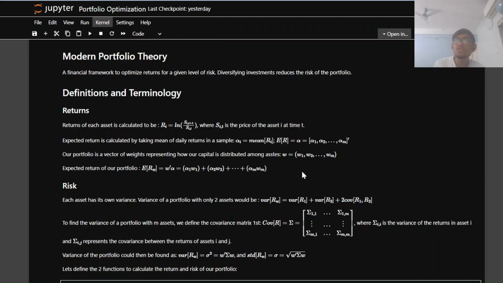The W transpose is because our W is an M times 1 vector, right? And when you do W transpose sigma W, you get 1 times M, times M times M, times M times 1, which will give you a scalar, right? So that would be your portfolio's variance. And to find the standard deviation, you just take the root of it, right? And so let's begin to code for finding the portfolio's returns and risk, right?